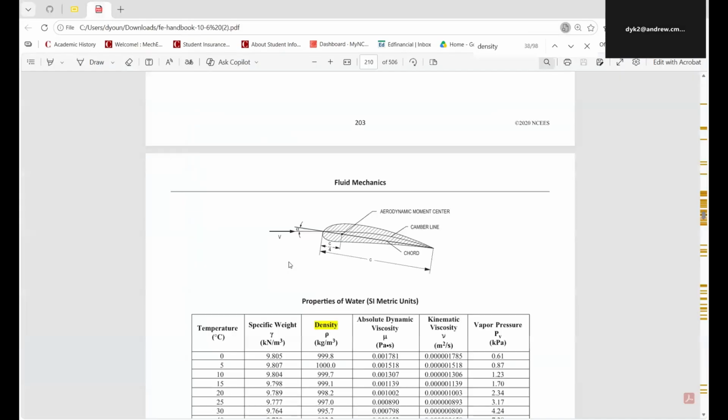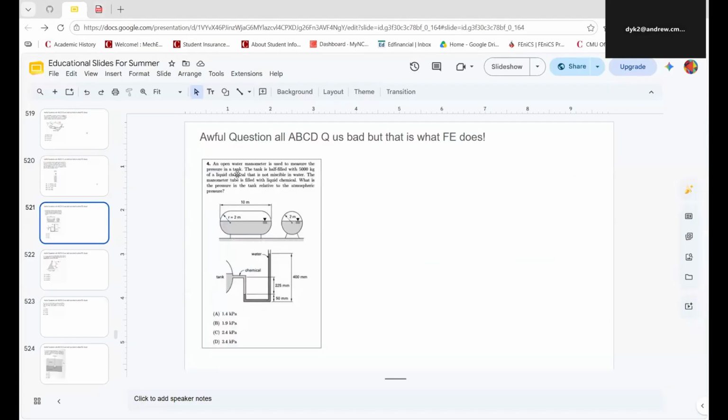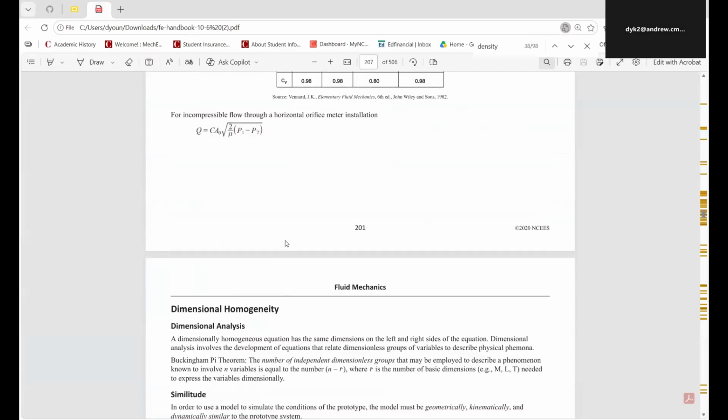We're doing this question over here, and my recommendation for you is read the question first. An open water manometer is used to measure the pressure in the tank. The tank is half filled with 5,000 kilograms of liquid chemicals that's not miscible with water. The manometer tube is filled with the liquid chemical. What is the pressure in the tank relative to the atmospheric pressure? Fair enough. Now, I can do it myself.